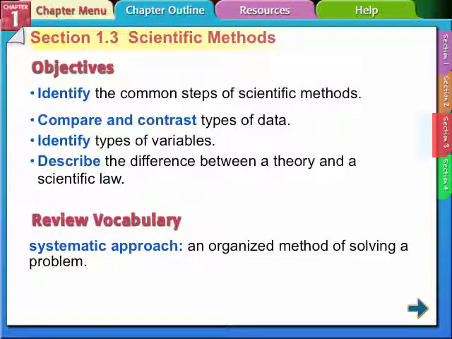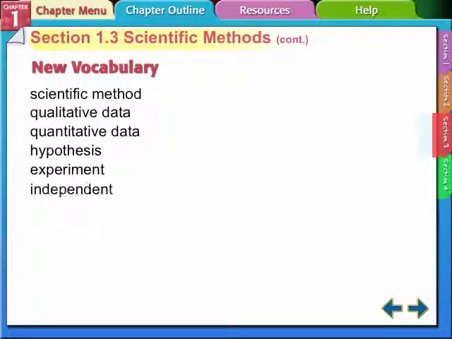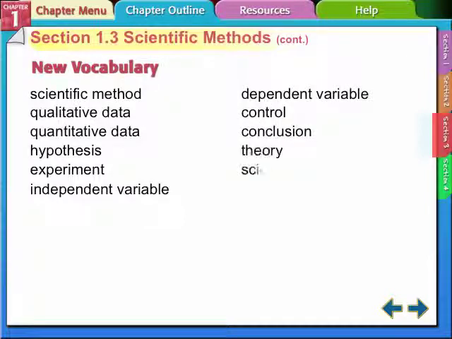A piece of review vocabulary: a systematic approach is considered an organized method of solving a problem. This should be something we already know. What we're going to learn in our vocabulary is quite a lot now in this section. The scientific method, qualitative and quantitative data, the hypothesis and what the hypothesis means, experiment, an independent and dependent variable, a control, conclusion, coming to a conclusion, a theory, and a scientific law.